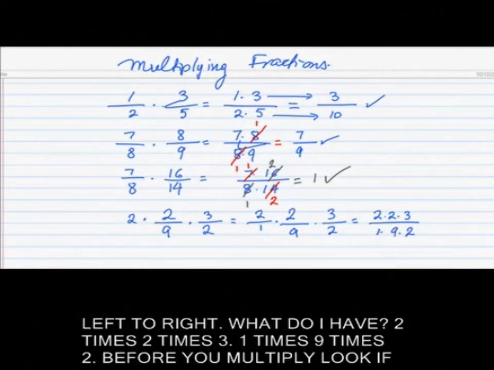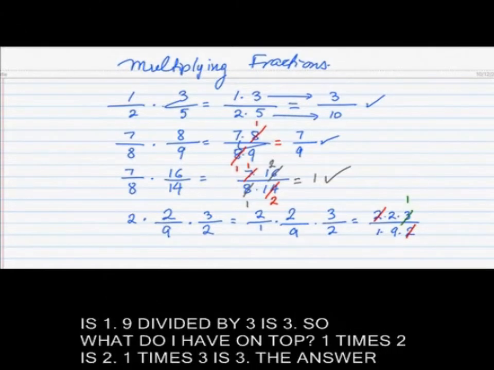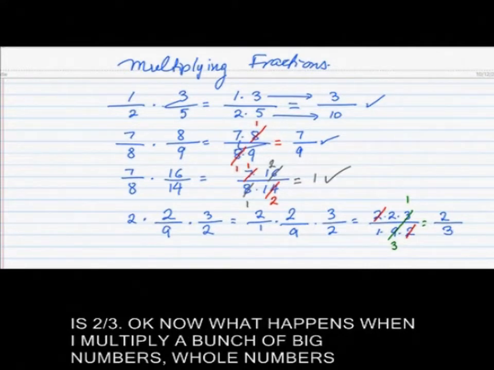Before you multiply, look if you can simplify things. 2 divided by 2, that's 1. That's gone. How about 3 divided by 3 is 1, 9 divided by 3 is 3. So what do I have on top? 1 times 2 is 2. 1 times 3 is 3. The answer is 2/3.